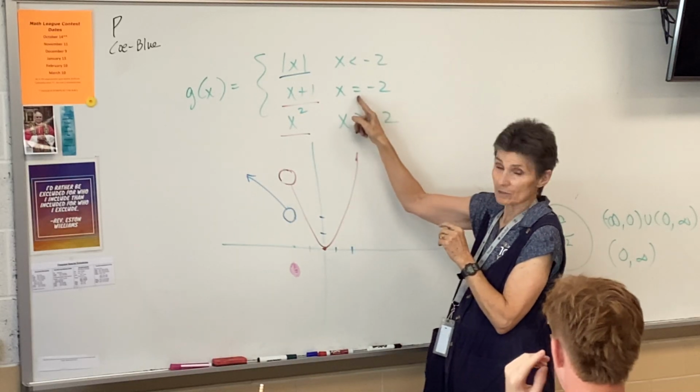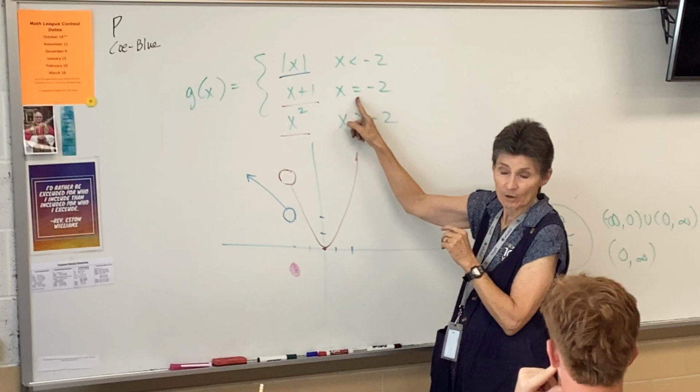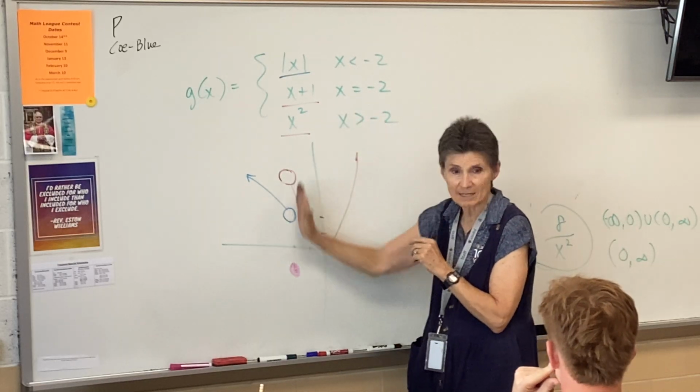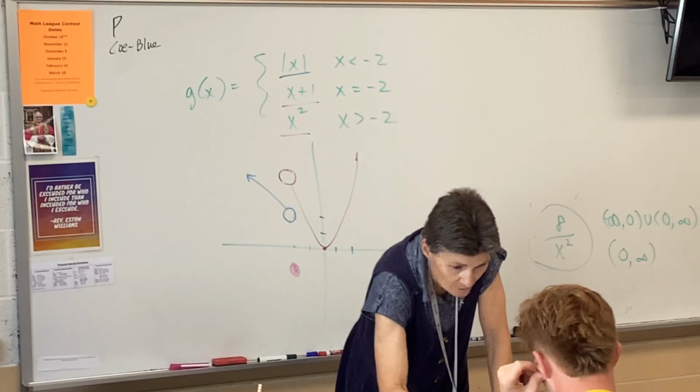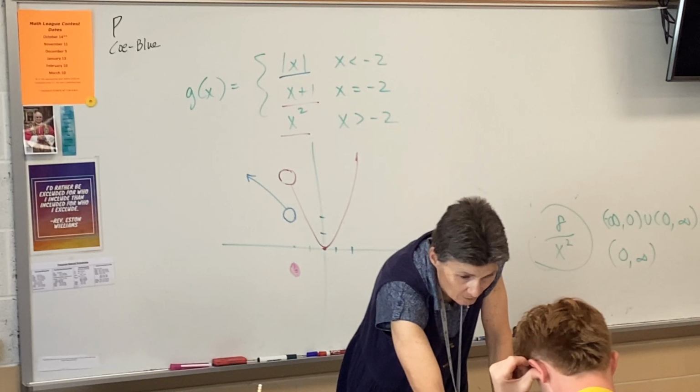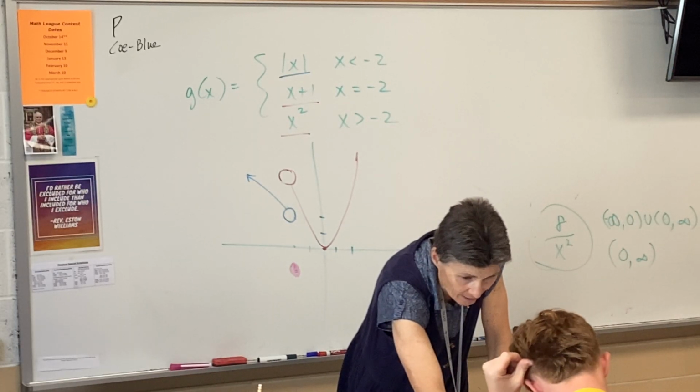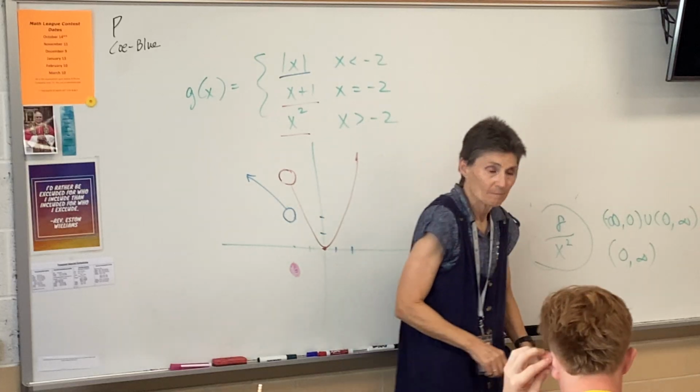Because it's equal. There can't be, it has to pass it over. That is an equals, that would be a solid dot, that would be an open dot. Okay, that's all I'm saying.